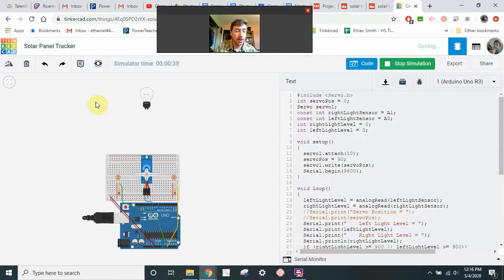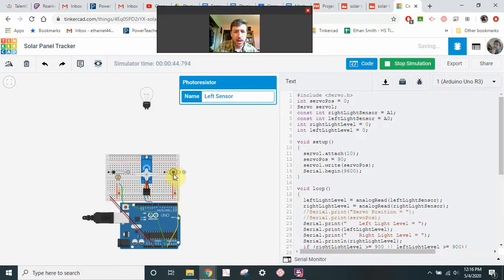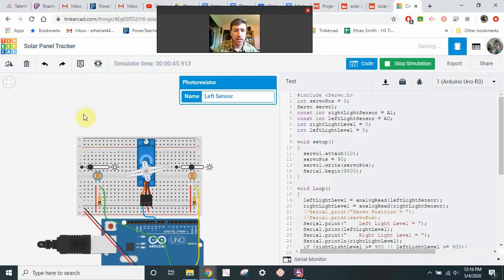So let's say that the sun is over here, on the left. Then what that means is that this guy is going to get a greater light value, and you'll see that it'll actually move to the left. So it's moving there to the left towards the sun, right? And then as soon as those levels end up being equal within a relatively similar threshold, then it should go ahead and stop. Right, so now that the light levels are equal, it's gone ahead and stopped.